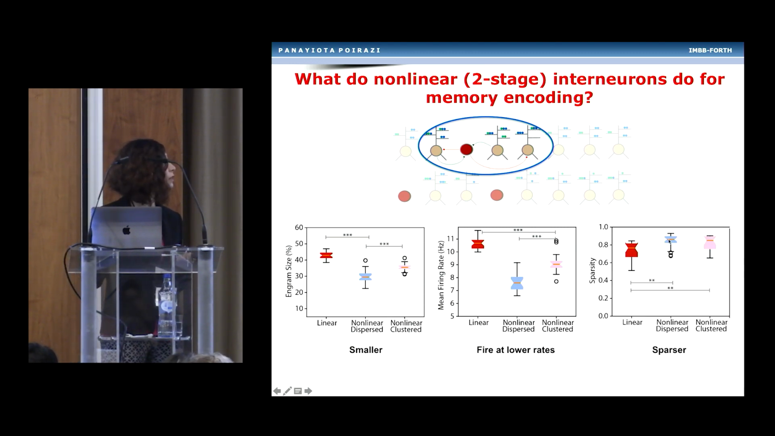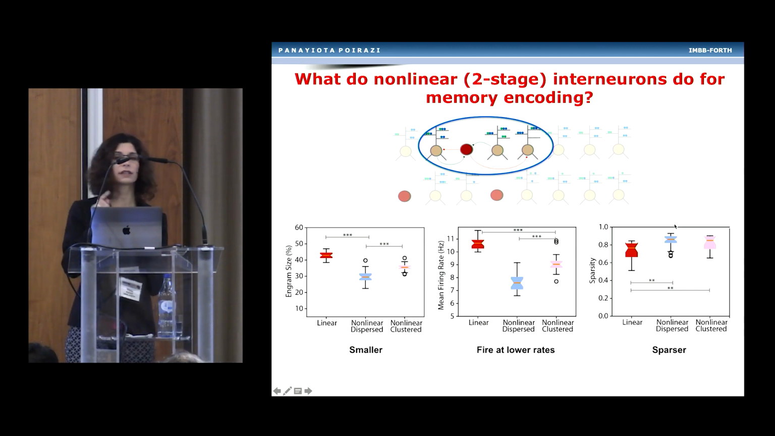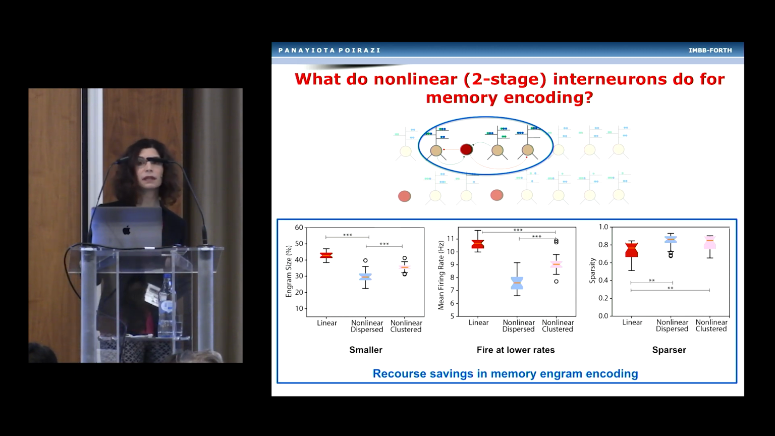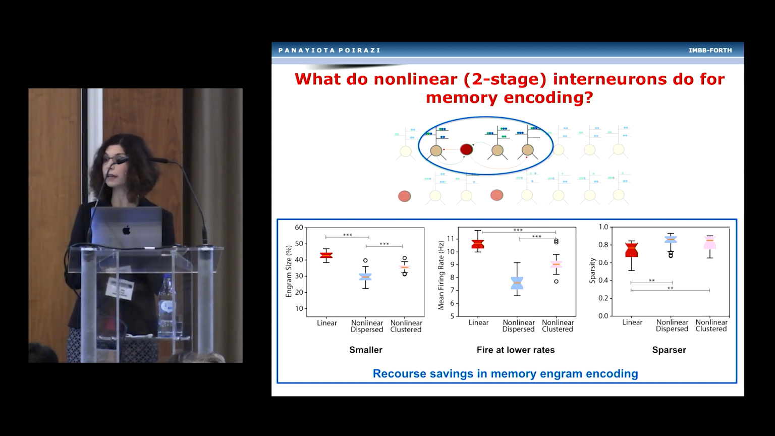This is the linear, this is the nonlinear case. So lower firing rate, sparser engrams, smaller engrams. What does this mean? It means that the network is able to learn exactly the same information as before, but using fewer resources. So the suggestion that we make here is that these 2-stage nonlinearities in interneurons are providing resource savings in our network models.